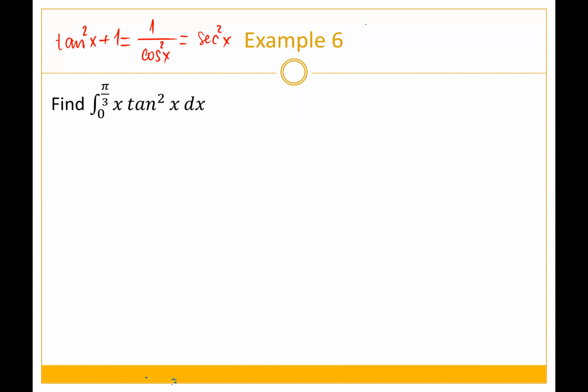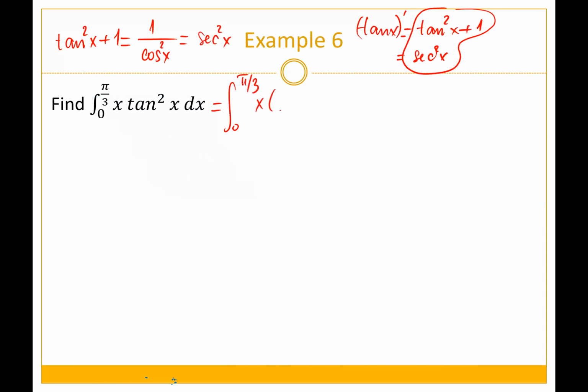When you learned about tangent x and you take the derivative of that, what does it become? It becomes tangent square plus 1, or secant square x. So it's subtly given, but now you have to use it. I'm going to rewrite the integral from 0 to pi over 3 of x tangent square x as x times secant square x minus 1 dx.